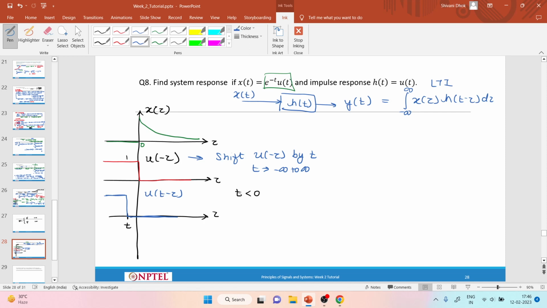If I observe x of tau into u of t minus tau when my t is less than 0, the point by point product of these two signals, this one and this one, will be equal to 0, and therefore this integral for case 1, when my t is less than 0, will be equal to 0. Now suppose my t is greater than 0, that is somewhere here.